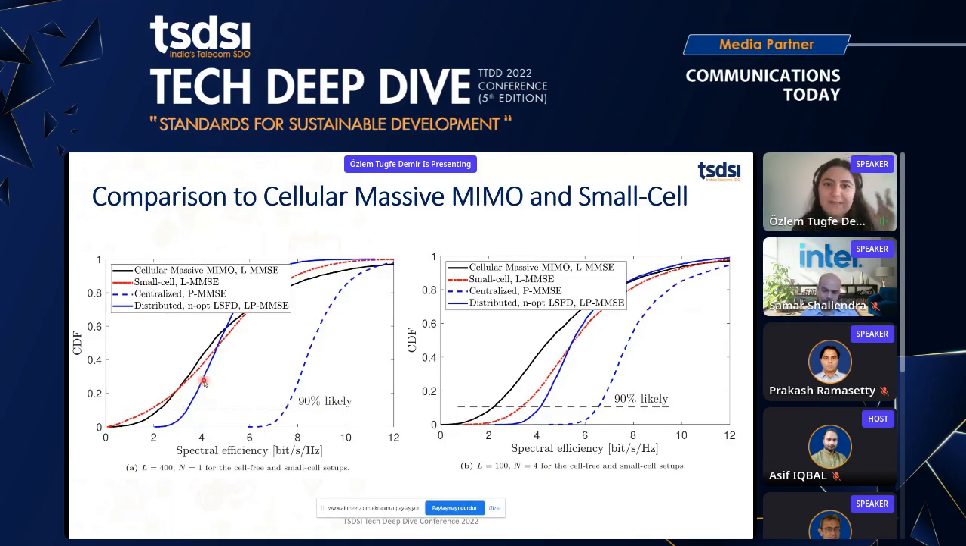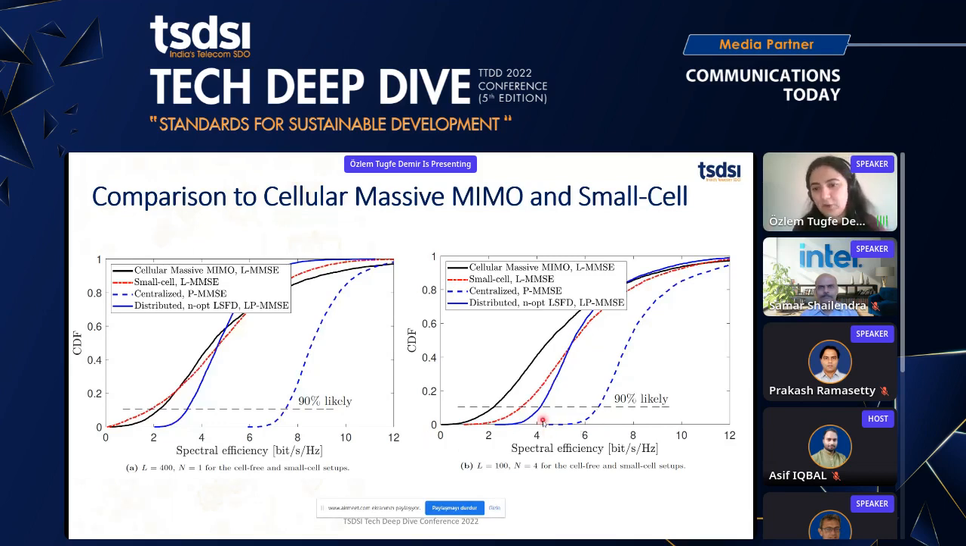When we look at the cumulative distribution function of the spectral efficiency, we can see a significant gain, especially at the lower tails, where the worst case users, the unlucky users, can benefit a lot from the centralized operation of the cell-free massive MIMO. When it comes to distributed operation, there is a drop, but still there is around 1.5 times improvement compared to the cellular massive MIMO and small cell system. But in the high tails, the small cell and cellular massive MIMO perform better than the distributed operation. So the centralized operation is the key. Somehow we need to approach the centralized operation.